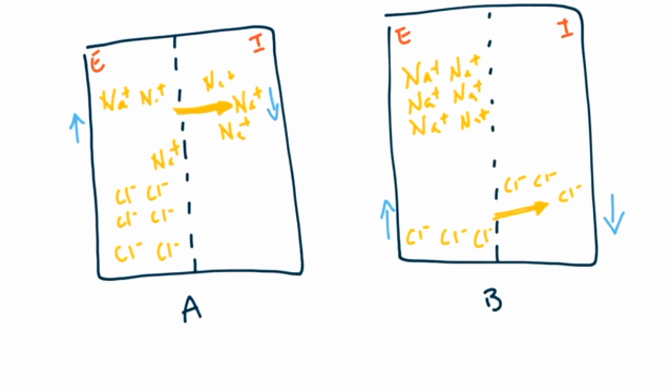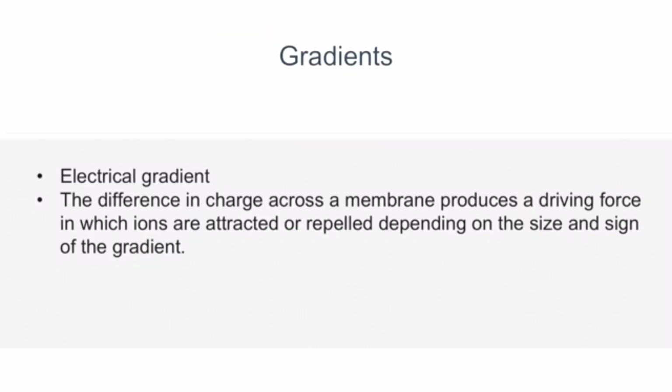Okay, now let's discuss electrical gradients. A gradient is formed due to the difference in charge across a membrane. This charge difference produces a driving force in which ions are attracted or repelled to the different compartments depending on the size and sign of the gradient.